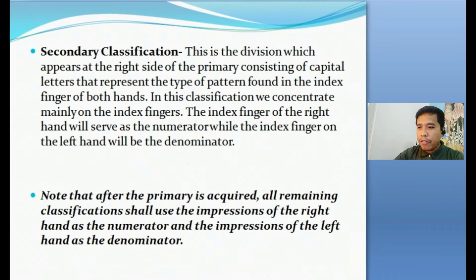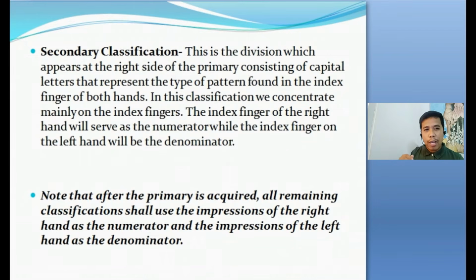Now, note that after the primary is acquired, all remaining classification shall use the impressions of the right hand as the numerator and the impression of the left hand as the denominator. Di ba in the first episode that I discussed to you, there was this one Vucetich who assigned the right hand or the right fingers as the numerator and the left fingers as the denominator. If you can still remember. Okay? So, in primary classification, we assign denominator and numerators based on the placement of the fingers. Denominator for the odd, numerator for the even fingers.